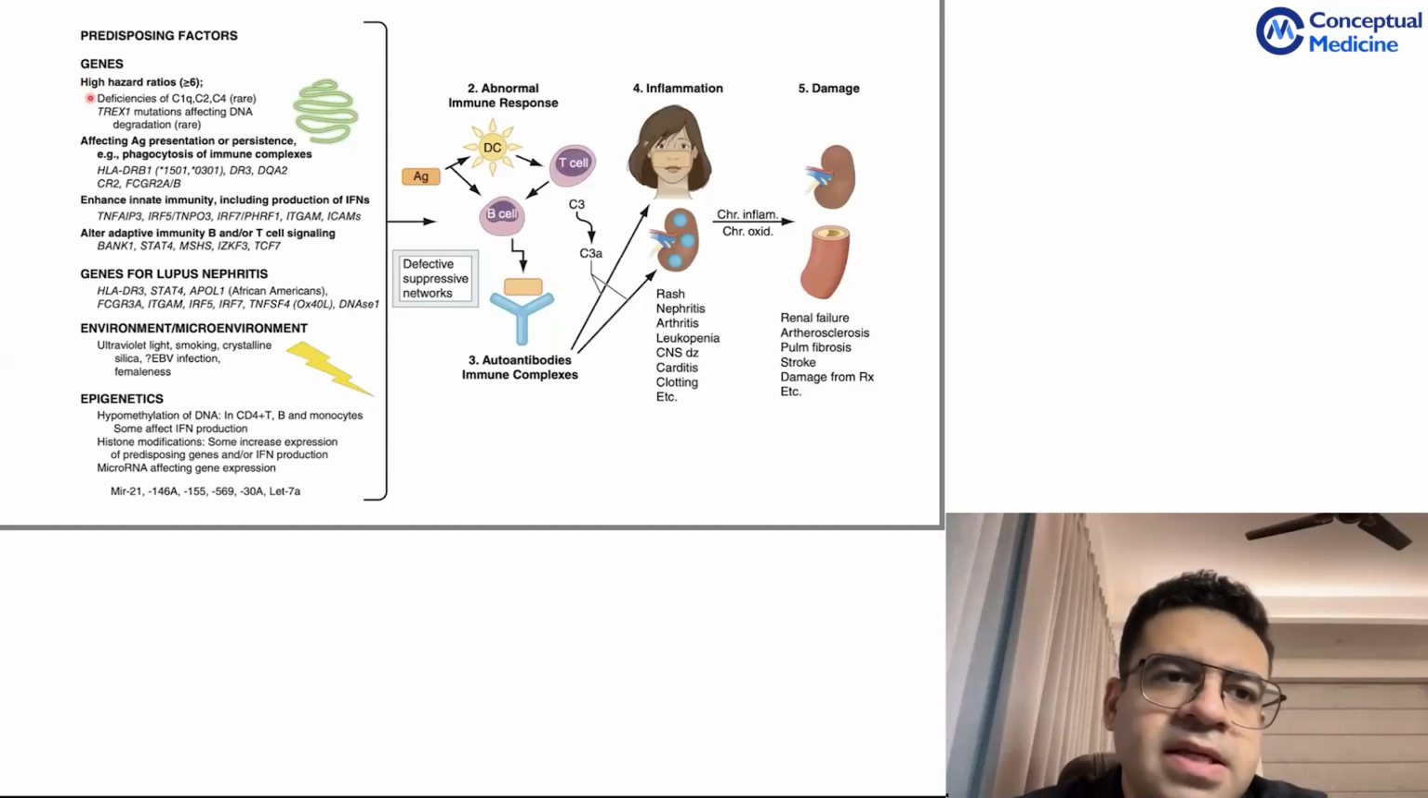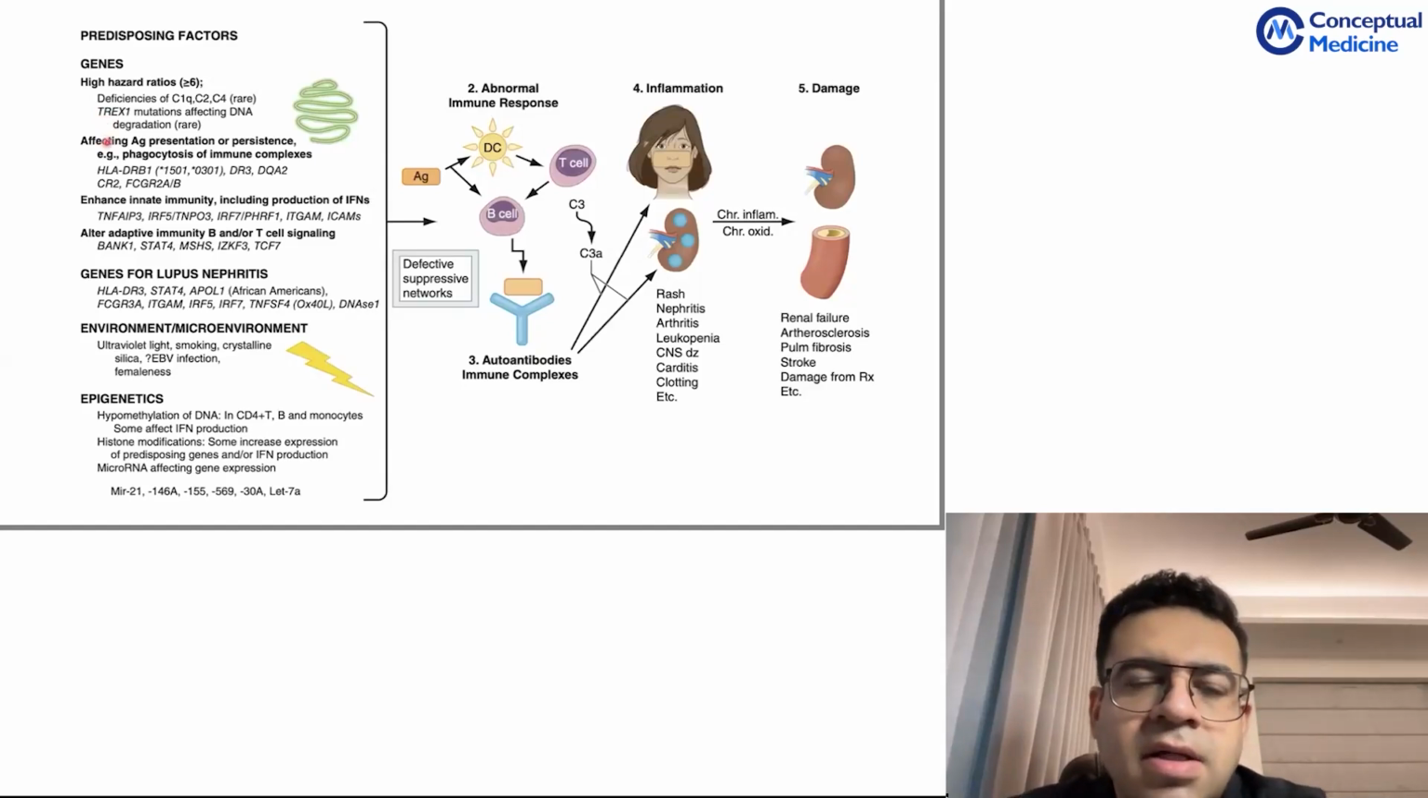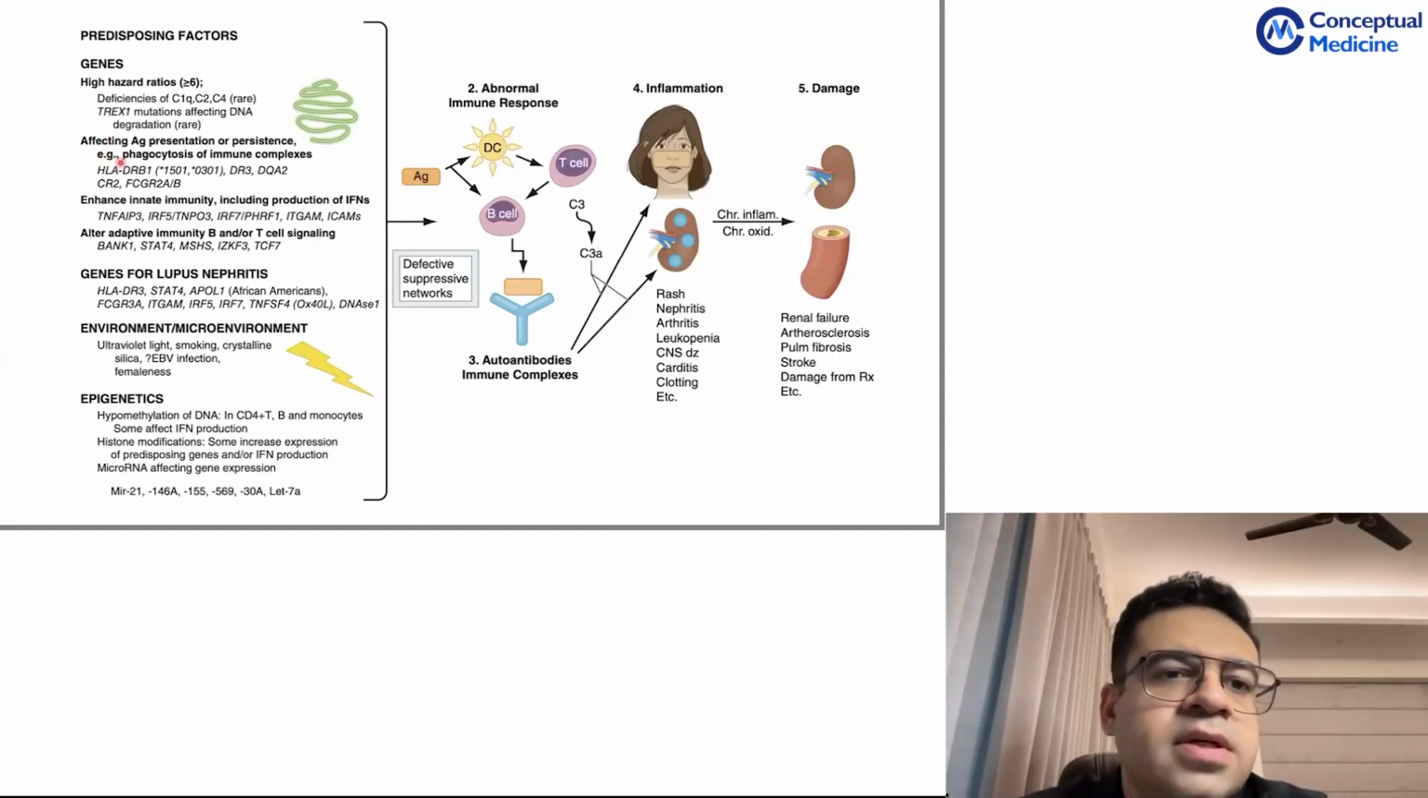Like if somebody has deficiencies of C1q, C1r, C2 or C4, these are the complement proteins. If somebody is deficient in these proteins, they are at increased risk of developing lupus. If somebody has a TREX1 mutation, which affects the DNA degradation, then it is also a risk factor for lupus. Other HLA related and genetic predispositions are HLA DRB1, DR3, DQA2, etc.